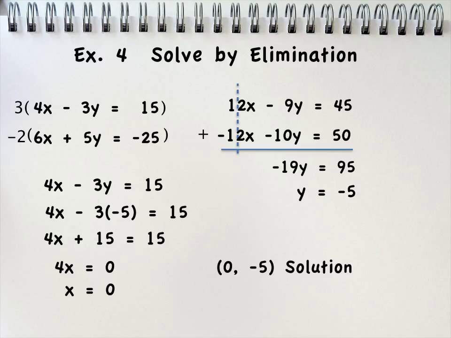So this is a little bit more challenging. Sometimes you'll get examples like this, and you have to consider, do I want to eliminate my x term or my y? And what do I need to multiply both equations by so that that variable will eliminate?